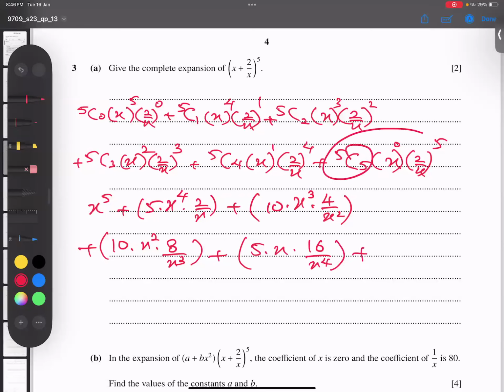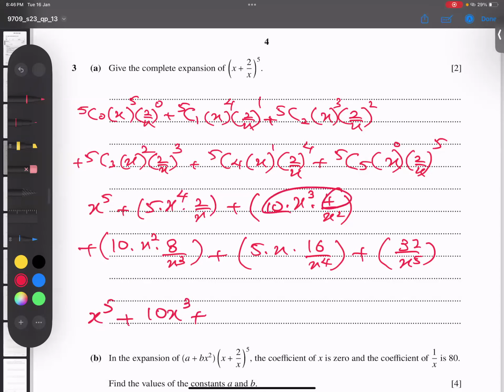And the last is 1, and something to the power 0 is 1. And only this, so 32 over x to the power 5. Final simplify: I'm writing x to the power 5 comes from here, plus 10 x to the power 4, 1 gone, x to the power 3. So I think it's clear. And 5 fours are 40, so 40 x to the power 1, x only, because out of 3, 2 gone.